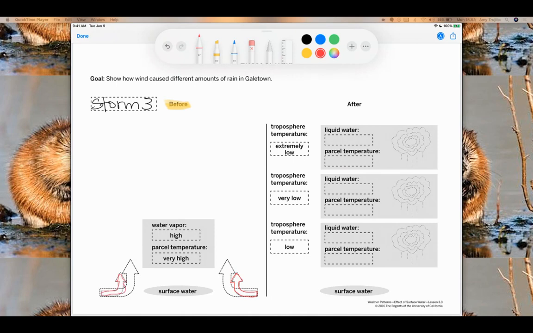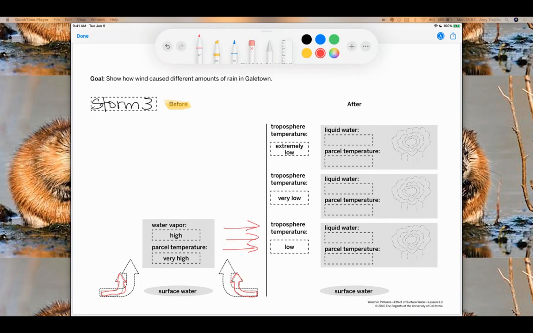Okay, and then the next thing that I'm supposed to do is show the amount and the direction of energy transfer using our arrows. So we had a high amount of water vapor, and we had a parcel temperature of very high. So if it was very high, I would assume that there was a lot of energy. So because there was a lot of energy, I'm going to add 3 arrows to show the energy transfer.